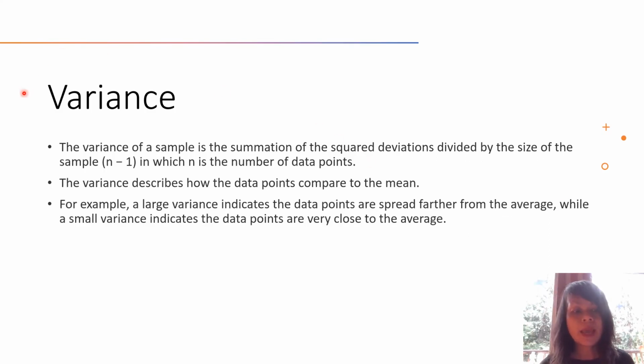Okay. Next, we have variance. So the variance of a sample is the summation of the squared deviations divided by the size of the sample, which is n minus 1, in which n is the number of data points. Okay, n is the number of numbers that you have. The variance describes how the data points compare to the mean. For example, a large variance indicates that the data points are spread further from the average, where a small variance can indicate that the data points are very close to the average.